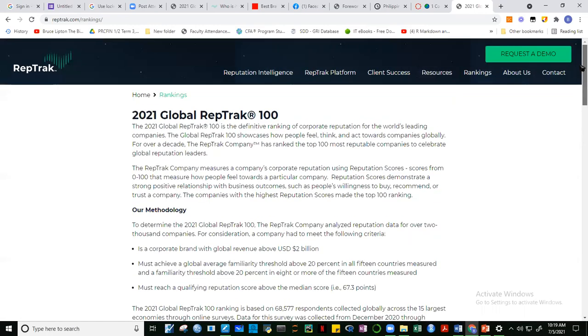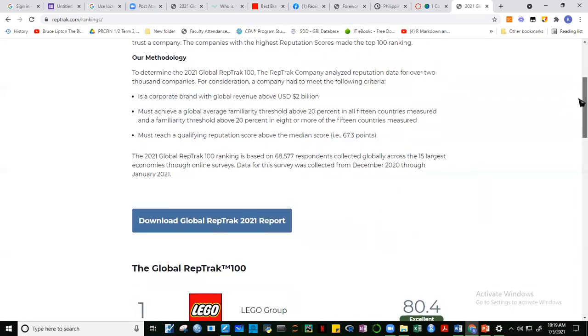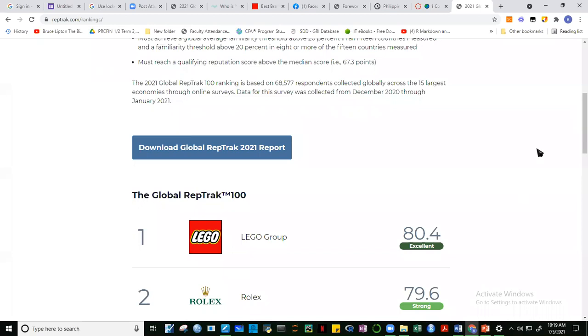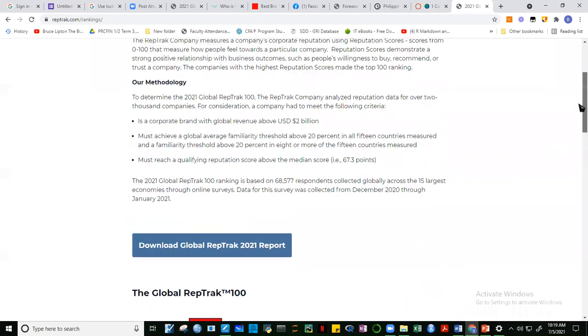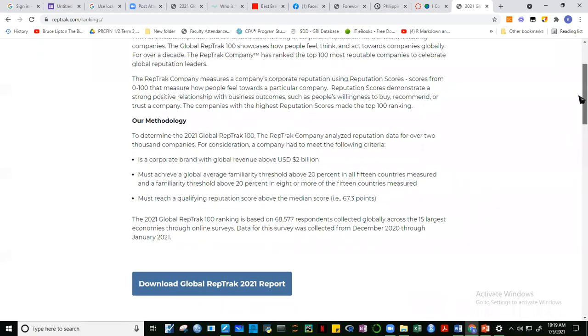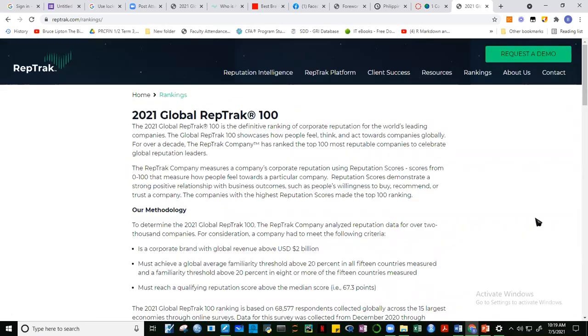Top 10 firms which according to the global RepTrack have the most excellent reputation. Okay, so you may wish to download this report and try to see how RepTrack determined the score of Lego. What did Lego do in order to deserve this? So now it's very interesting, guys, because now there are institutions that rank you according to your reputation, according to your brand.